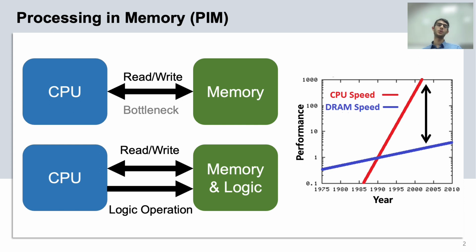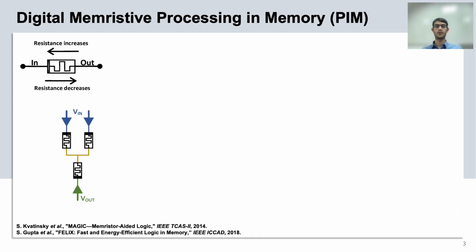The question is, how do we implement such a memory that is capable of inherently performing both memory and logic functionality? One example is that of digital memristive processing in memory. It all comes back to the memristor. At first sight, it's like a resistor in that it has two terminals and it has an internal resistance. But it also has a highly unique property. When you pass a current through the memristor in one direction, the resistance of the memristor increases, and when you pass a current in the other direction, the resistance of the memristor decreases.